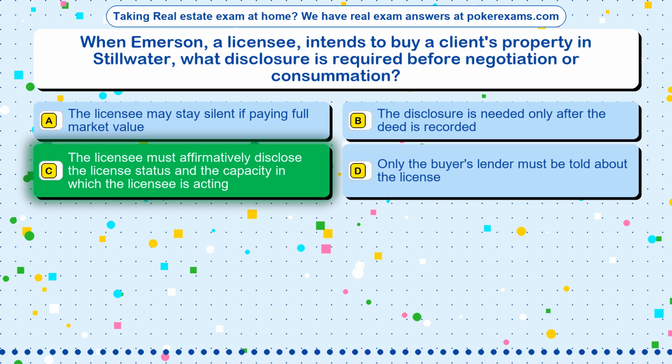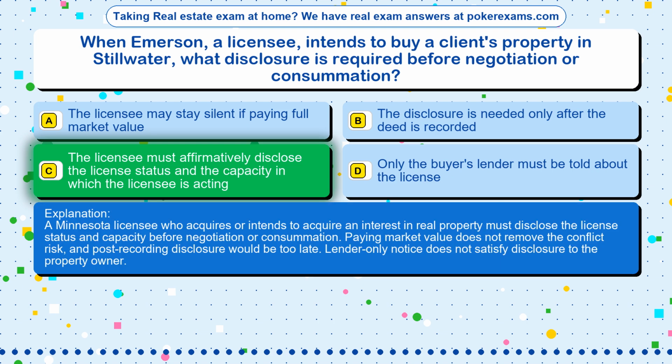The correct answer is option C. The licensee must affirmatively disclose the license status and the capacity in which the licensee is acting. A Minnesota licensee who acquires or intends to acquire an interest in real property must disclose the license status and capacity before negotiation or consummation. Paying market value does not remove the conflict risk, and post-recording disclosure would be too late. Lender-only notice does not satisfy disclosure to the property owner.